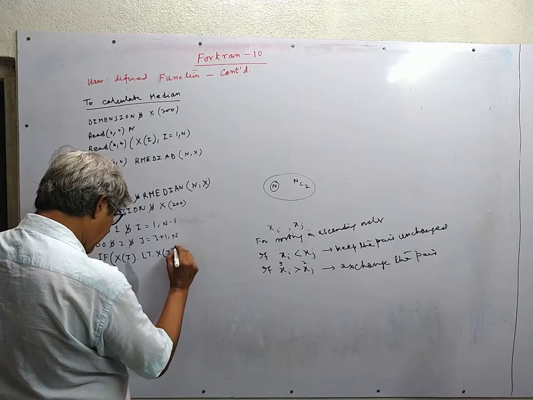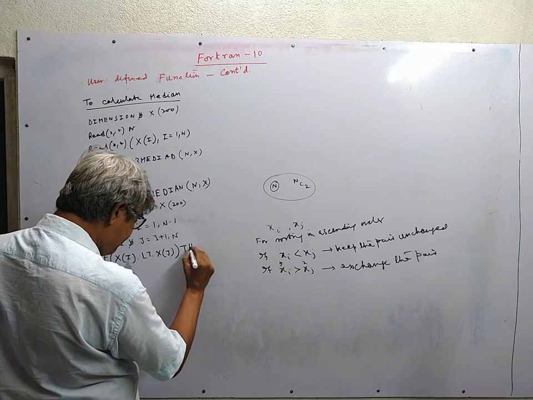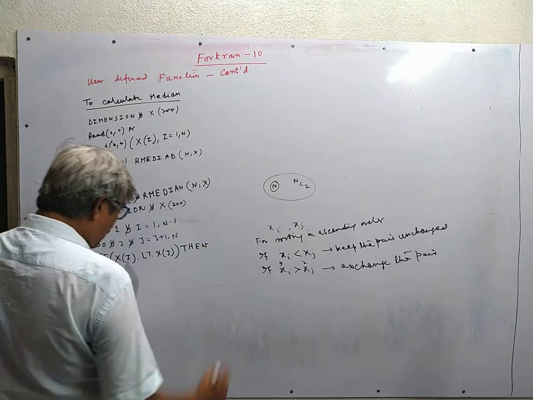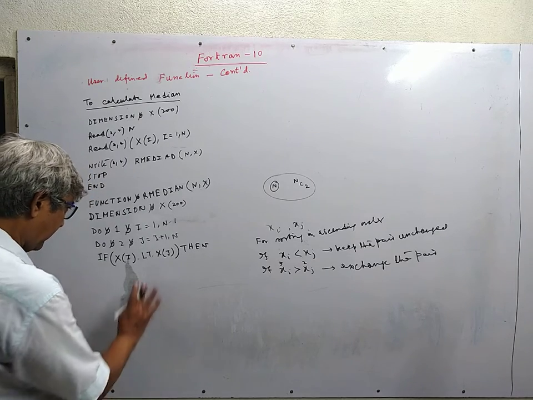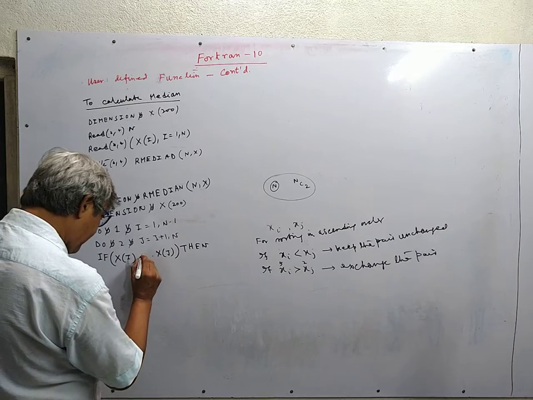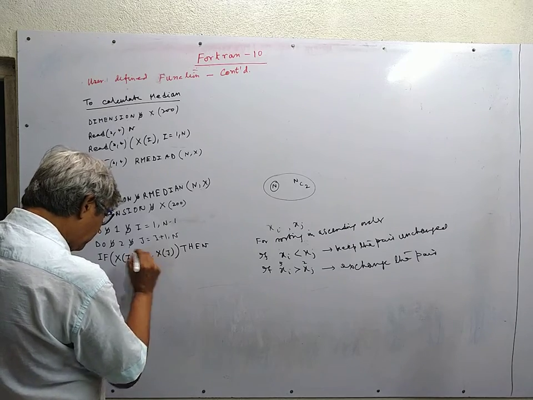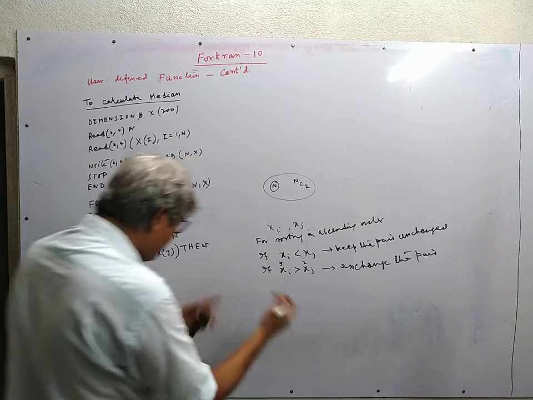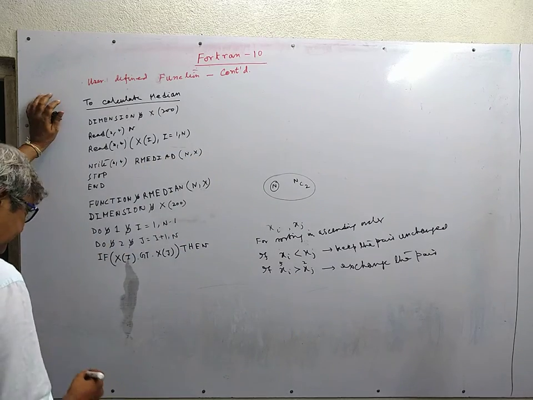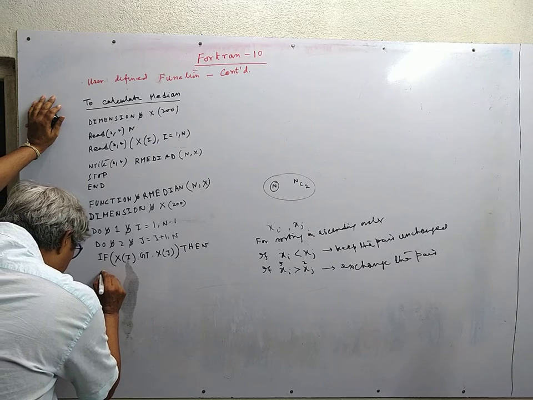If xi is less than xj, what shall we do? We shall do nothing. Sorry, if xi is greater than xj, it is not in the right order, so we want to exchange these.